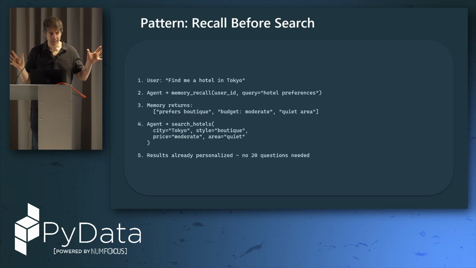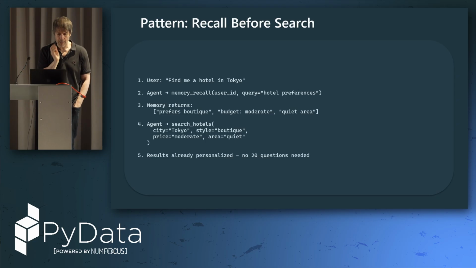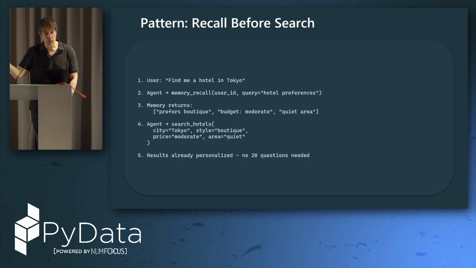So again, not really repeating, but from a different angle, you saw what the memory recall and retrieval process was. So this is it in context: the user asks something, find me a hotel in Tokyo. The agent then does memory recall, and the query is going to be this. That's a mistake, actually. The query would be what is in the user message there. I don't know why I've put that there. And then memory returns with prefers boutique, budget moderate, quiet area, and so on. And those are the things that are then fed into the tool call, right?